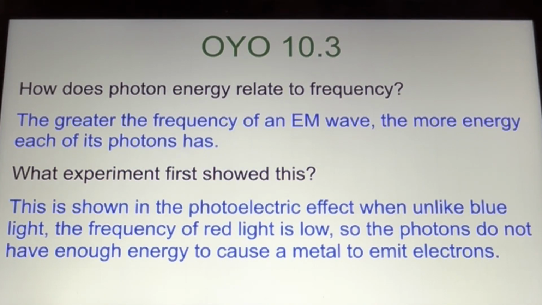On your own 10.3, how does photon energy relate to frequency, and what experiment first showed this? The greater the frequency of an electromagnetic wave, the more energy each of its photons has. This is shown in the photoelectric effect when, unlike blue light, the frequency of red light is low, so the photons do not have enough energy to cause a metal to emit electrons.